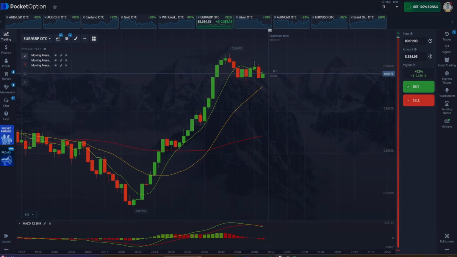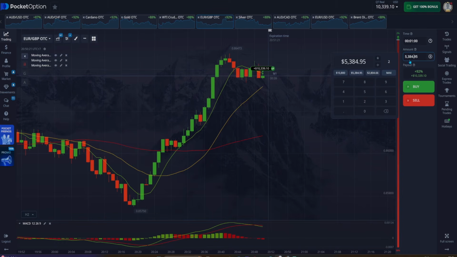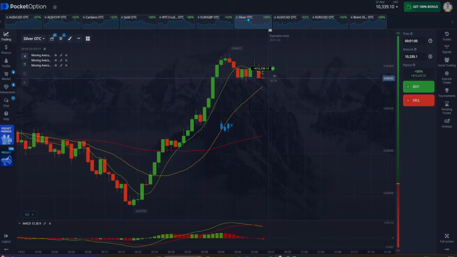Yes, price is dropping just as the MACD indicated, in profit. We're ready to continue and open the market again for the next setup.